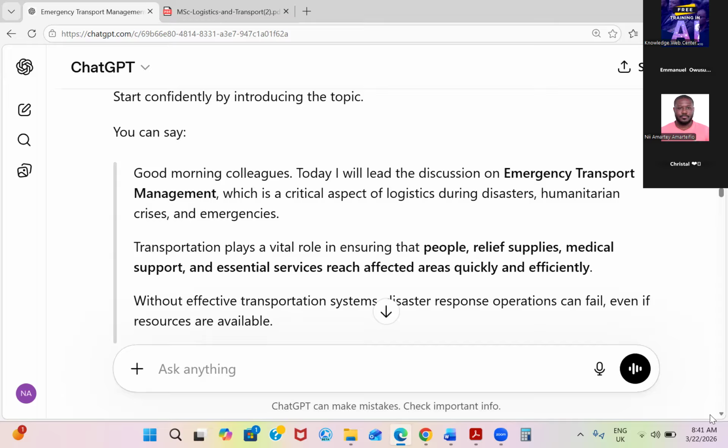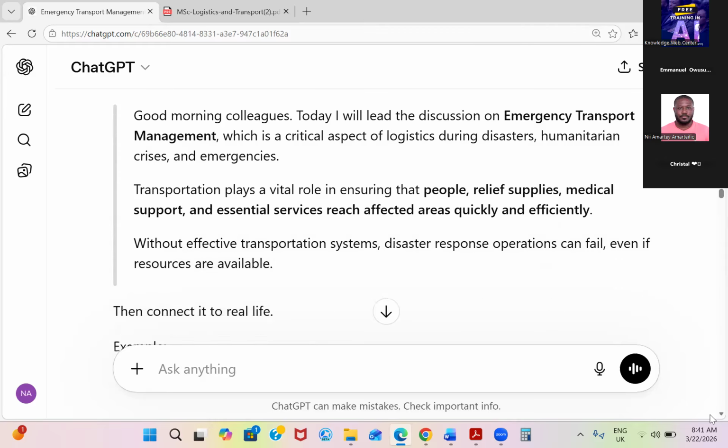Transport plays a vital role in ensuring that people receive supplies, medical support, and essential services reach affected areas quickly and efficiently. Without effective transportation system, disaster response operation can fail even if resources are available.